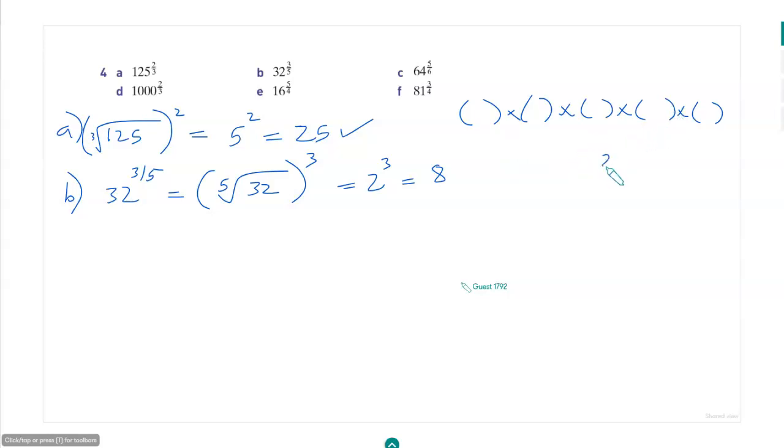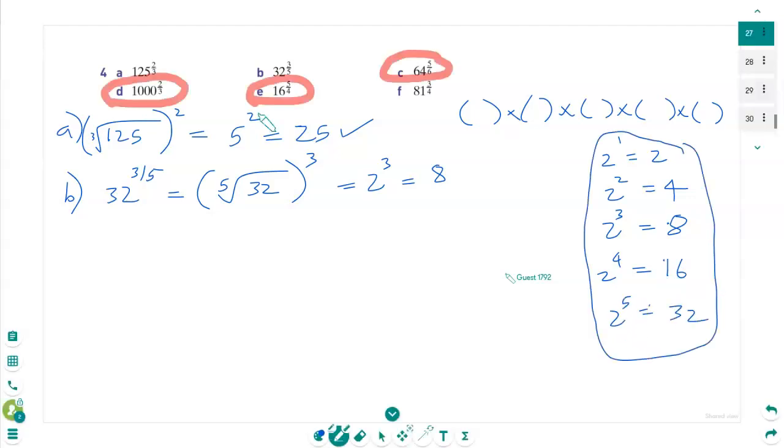So, it is a good idea to remember some powers of 2 also, right? Like, 2 to the power 1 is always 2. 2 to the power 2 is? 4. 2 to the power 3 is? 8. 2 to the power 4 is? 16.